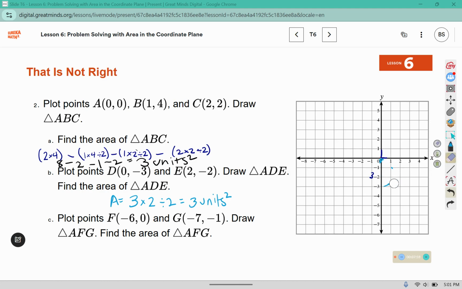Then part C says to plot F, this one's still at A, F at -6, 0, and G at -7, 1. Find the area of this triangle. This has a base of 6 and a height of 1. Triangles are found by base times height divided by 2. 6 times 1 is 6. 6 divided by 2 is 3.